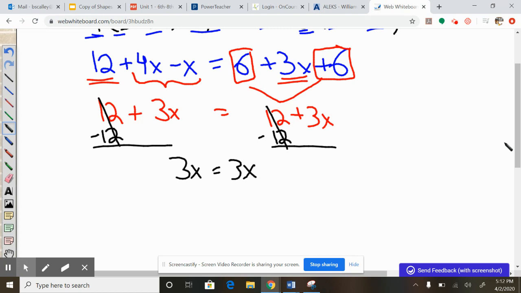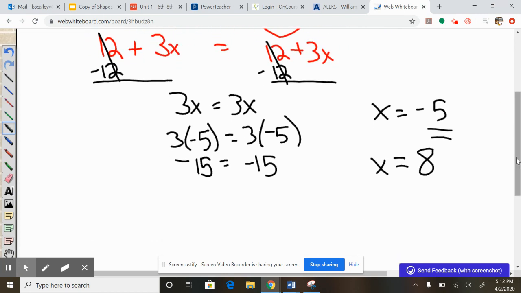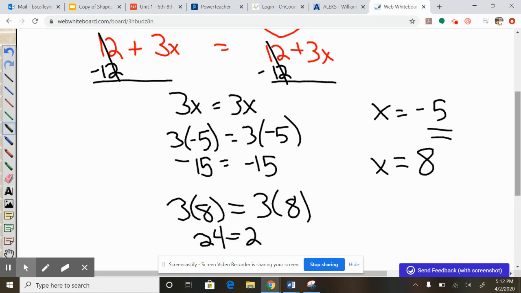Let's go. I can plug in, let's say x is -5. Well, if I plug that in, it's 3 times -5 is equal to 3 times -5. Yeah, that's true. -15 does equal -15. So I plugged in -5, I got a true answer. What if I plugged in x is 8? So now it would be 3 times 8 equals 3 times 8. Yeah, that works too. 24 equals 24.